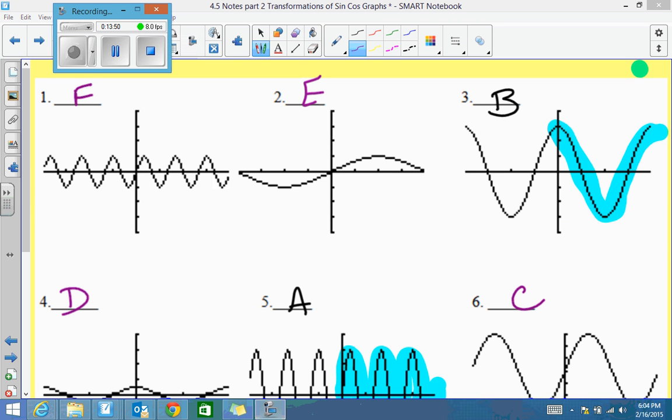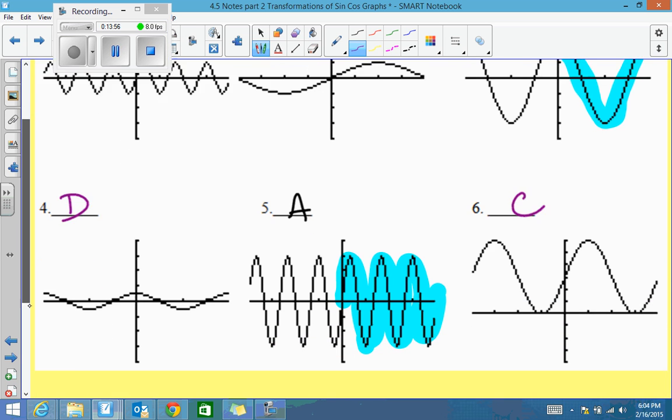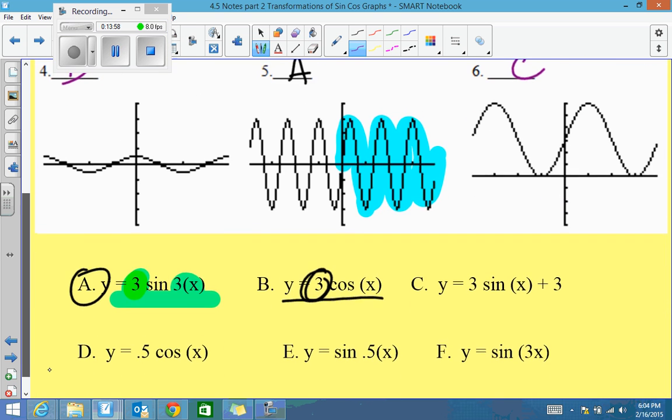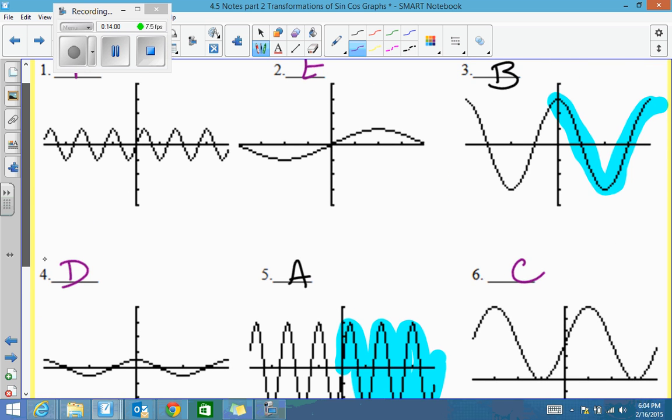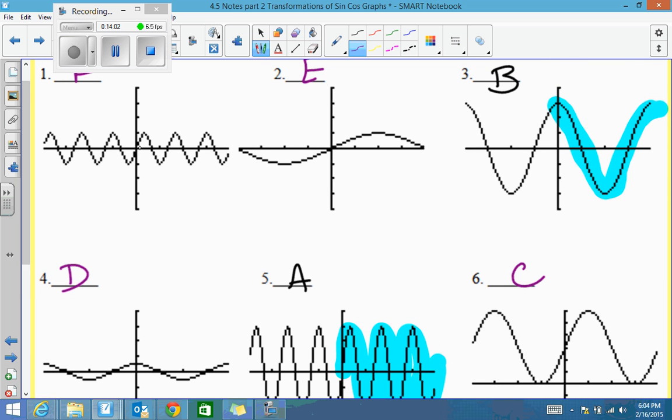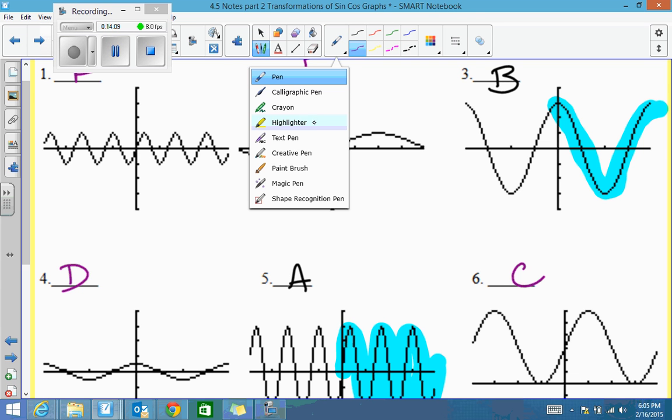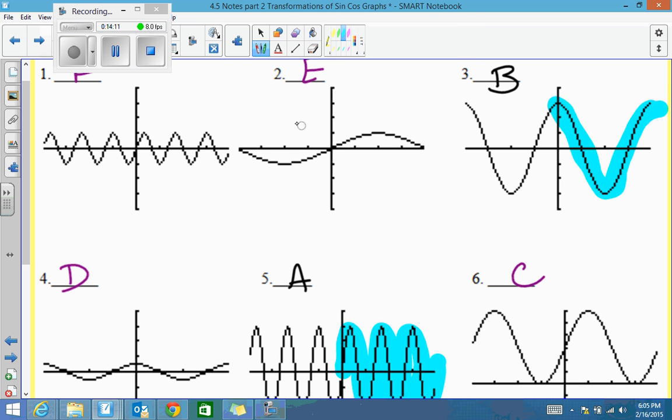Okay, here are the final answers for the matching activity. Number 1, the first graph is F, and it represents sine of 3x. So again, it still has the same amplitude, it's just going up 1 and down 1. It's still centered across the x-axis. However, the 3x represents the fact that it is going through 3 cycles from 0 to 2 pi.